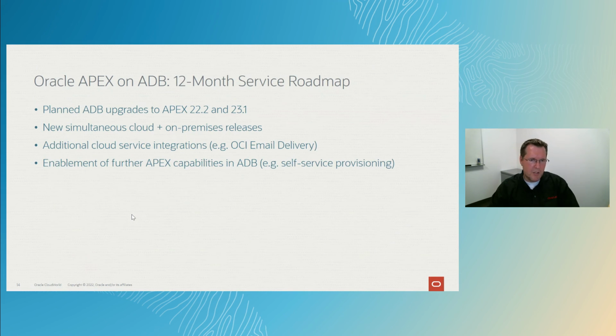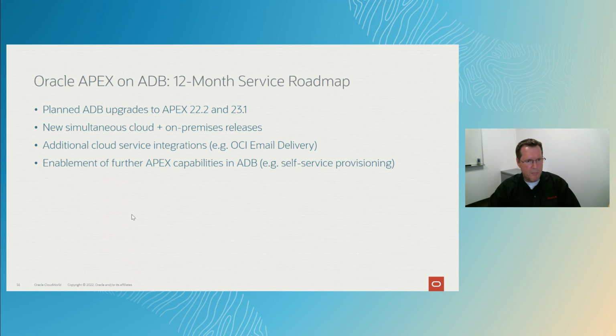A couple other things on the roadmap. We anticipate doing an upgrade of Apex on Autonomous Database 2 more times in the next 12 months, to Apex 22.2 and to Apex 23.1. So within the next year time frame, you will likely see 2 more upgrades coming per this standard twice per year cadence.